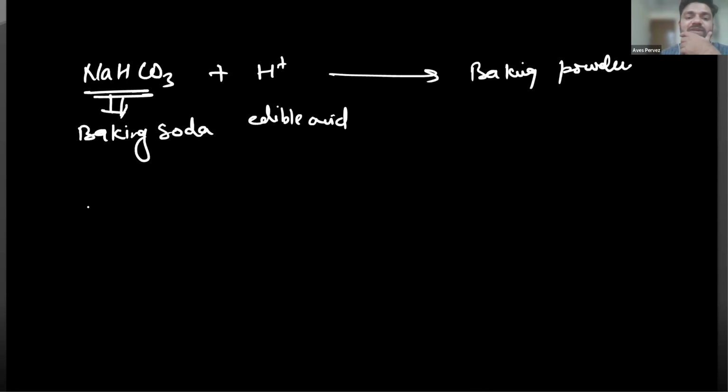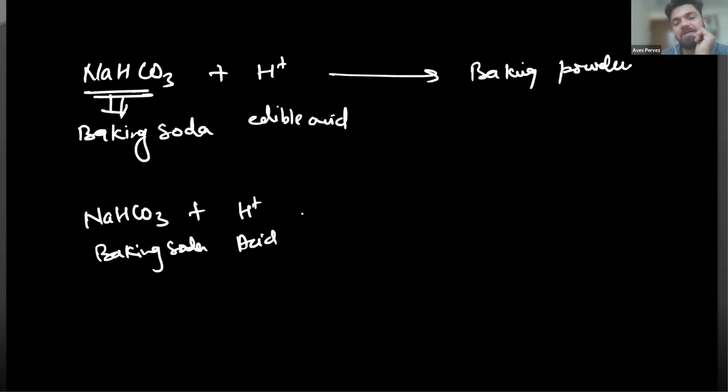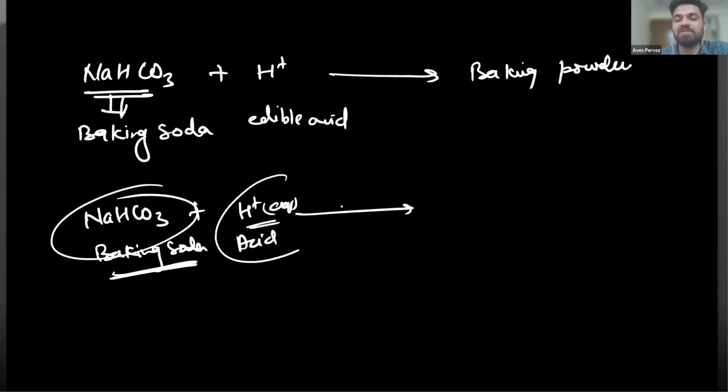Now what happens when they are mixed together and come in contact with water? When we add this in water, what is going to happen? When you have a mixture of both baking soda and acid and add it to water, a chemical reaction will start. What is this chemical reaction? This is a metal hydrogen carbonate and this is an acid. So what happens when metal hydrogen carbonate reacts with acid?